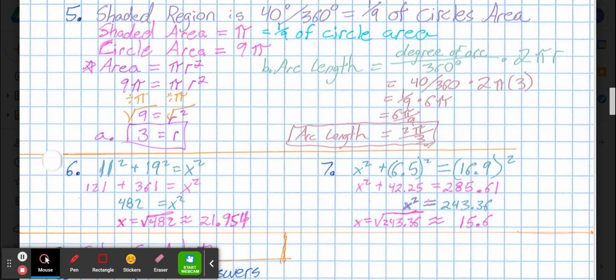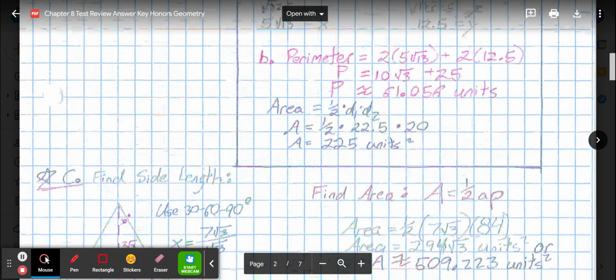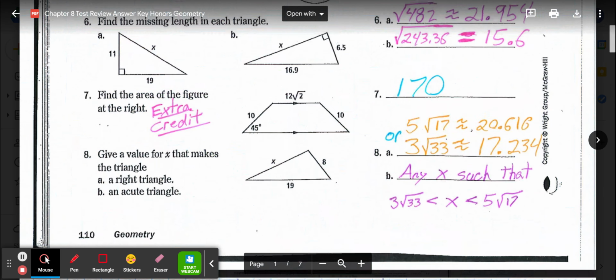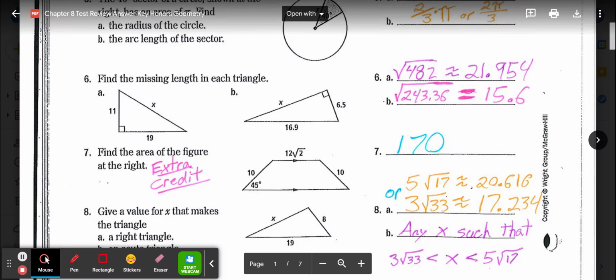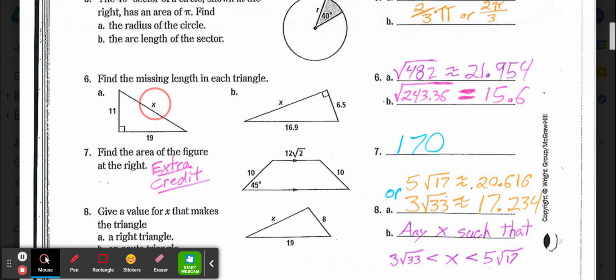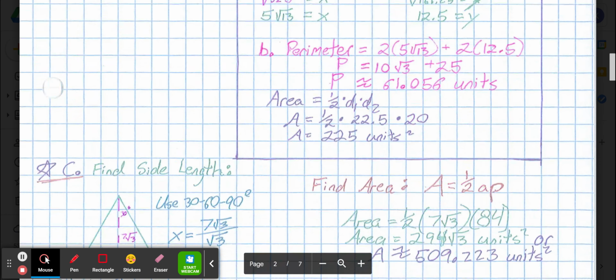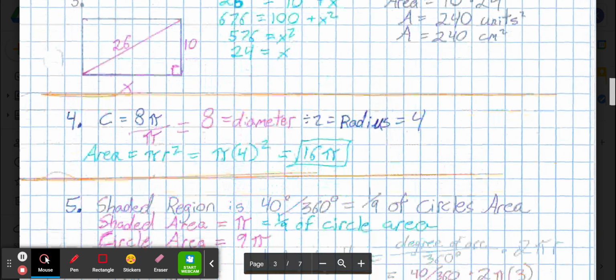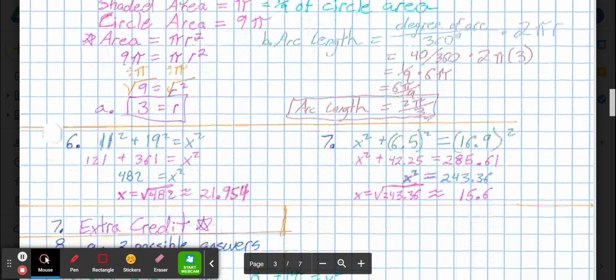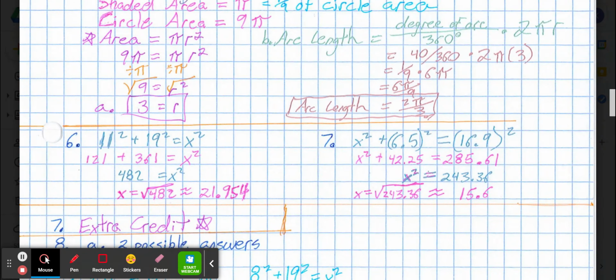Now 6 and 7, we're dealing with right triangle relationships. And in this case, they want us to find the missing length in each. So in A, we're looking for the hypotenuse. In B, we're looking for one of the legs. So if we think about Pythagoras' theorem, it tells us leg 1 squared plus leg 2 squared equals hypotenuse squared.